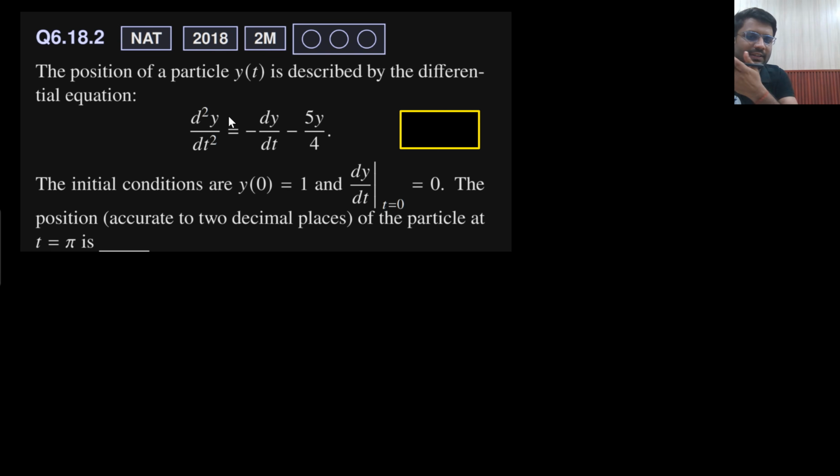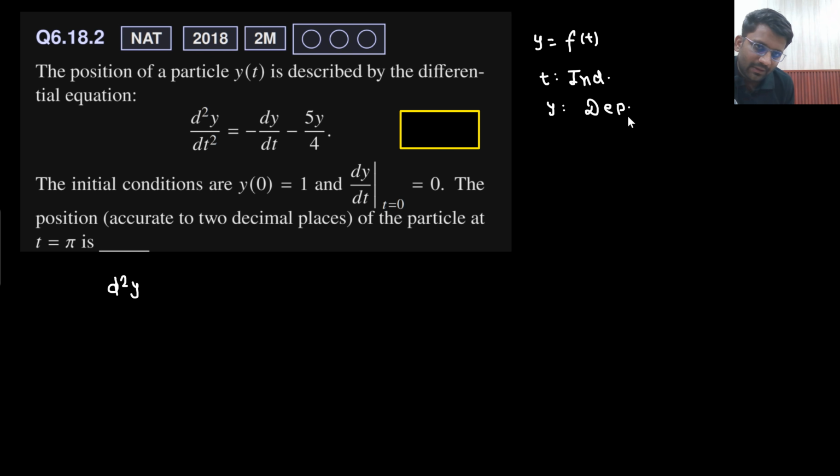Sir, on the left hand side and right hand side, something is given. This is differentiation of y with respect to t, then the function of y. So always on the left hand side, all the function of y would be there. That means d2y by dt square. First of all, let me know, y is the function of t, say yes or no? Yes. So here t is your independent variable and y is your dependent variable. That means the answer for y will come in terms of t only.